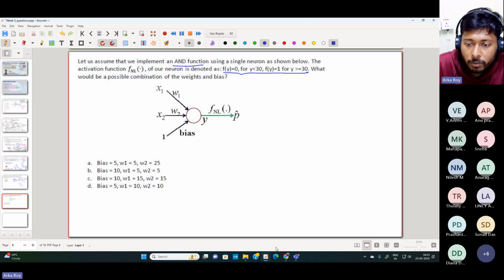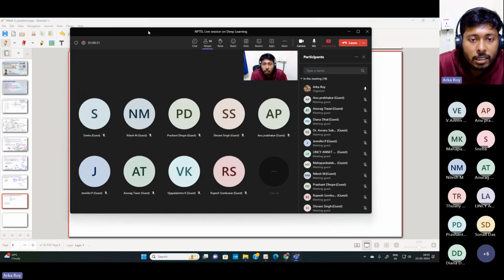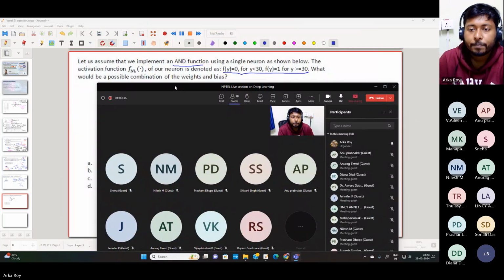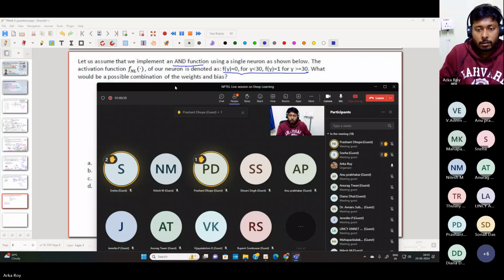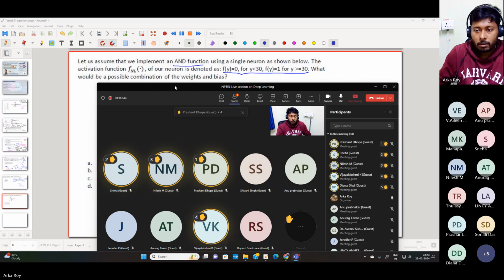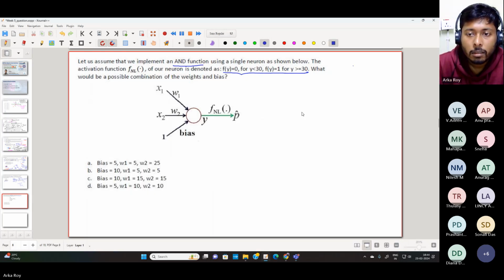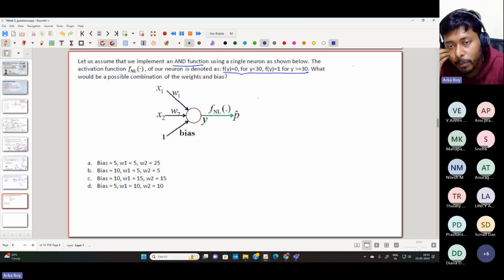So how many of you got this particular question correct in the quiz? Okay, so what would be the approach? How did you solve this quiz? Anyone? This particular question?